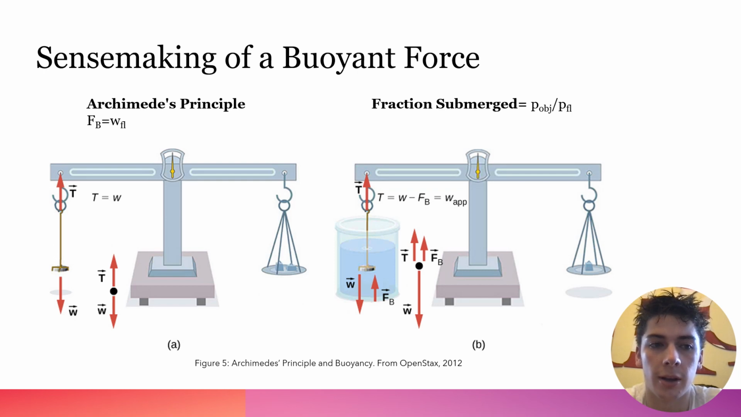Now we will be looking at the sense-making of a buoyant force. In the situation shown above in Figure 5, a coin with an unknown density is measured in air, which is shown in Picture A, and then is measured when submerged in a liquid with a known density, which we see in image B. In this experiment, when the coin is weighed submerged in water, it seems to have lost weight. This is because of Archimedes' principle, and that says that the buoyant force equals the weight of the fluid displaced by the object.